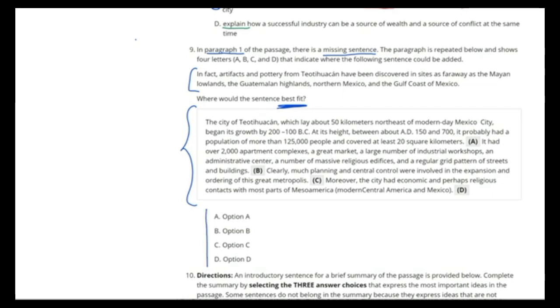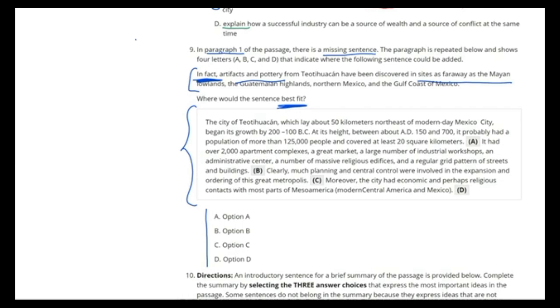Now guys, first let's have a look again at the sentence that we need to insert, because the sentence already tells you a lot of important things. The sentence starts with in fact. In fact is an expression like actually. This sentence strengthens something that has been stated before, and then it talks about artifacts and pottery that have been discovered in sites as far away as, and then it goes on like that. Let's have a look at the paragraph. We already read this passage before, so let's just skim it.